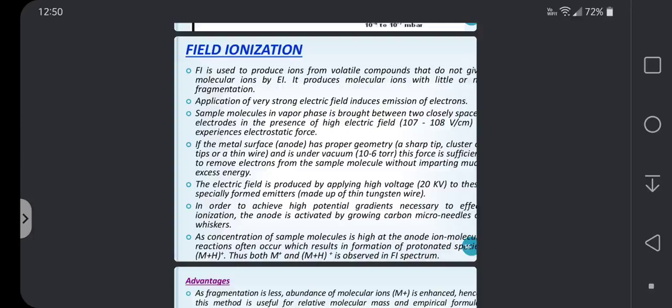As the concentration of the sample molecule is high at the anode, ion molecule reaction often occurs, which results in formation of a protonated species. That is the reason for observation of M+ and MH+ in the field ionization method.